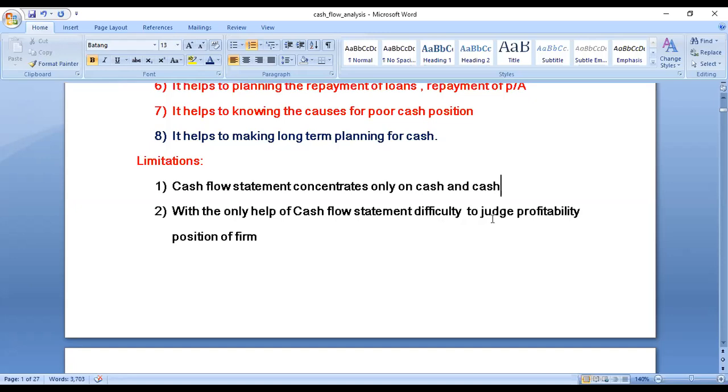Is it right? Correct, right? So with the help of only the cash flow statement, it is difficult to judge the profitability position of the firm. So the first one is that it is based only on cash balances. The second one is that, on the basis of cash only, we cannot decide the financial position or profitability position of the firm.